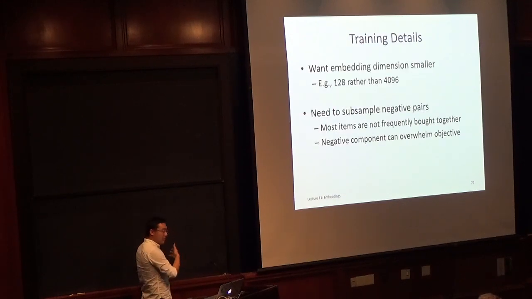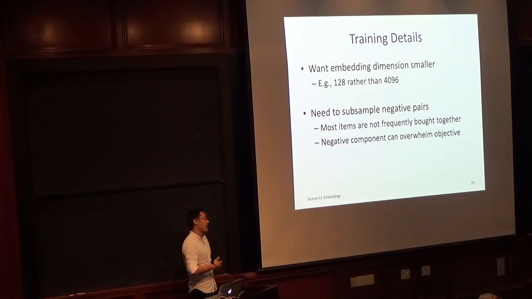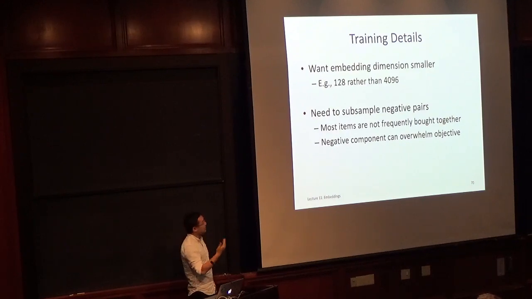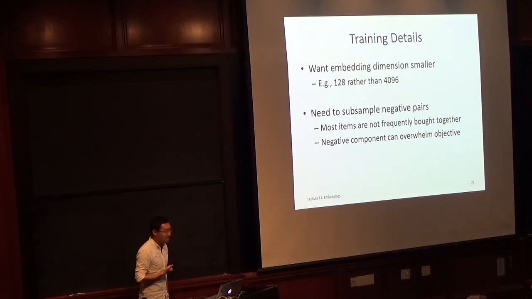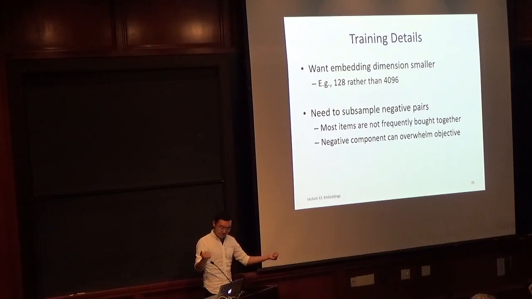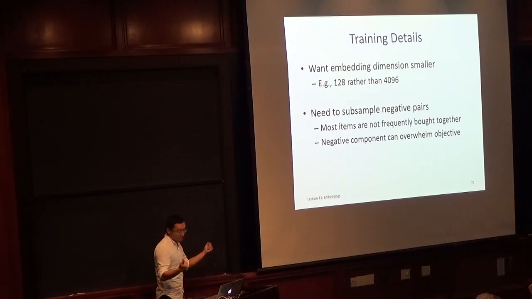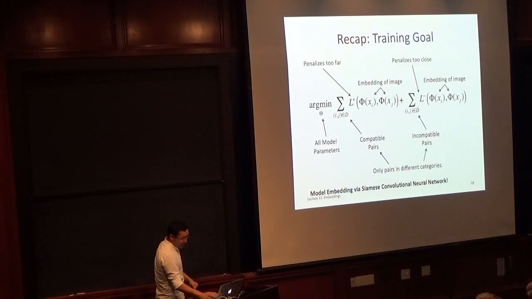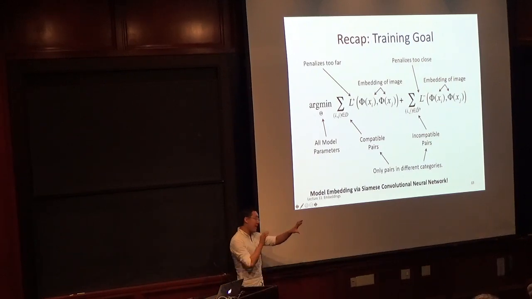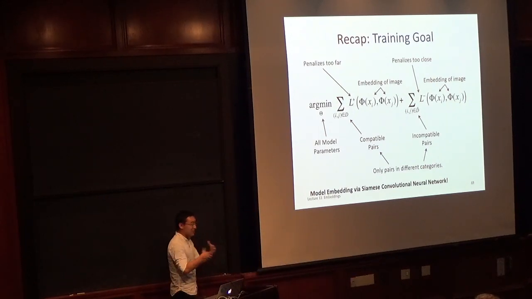Unlike the traditional convolutional neural net, which has 4,096 units in the final hidden layer, they use something much smaller, like 128. So in this case, we're going to map images to a 128-dimensional embedding. Furthermore, you may notice that we don't actually have training data for the negative pairs. Amazon doesn't have a recommendation that says, if you buy this, please don't buy this. That's not something you can actually scrape.